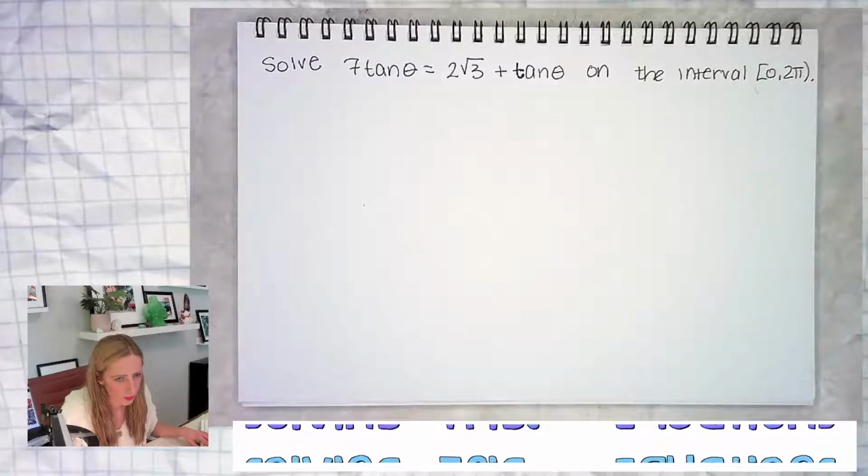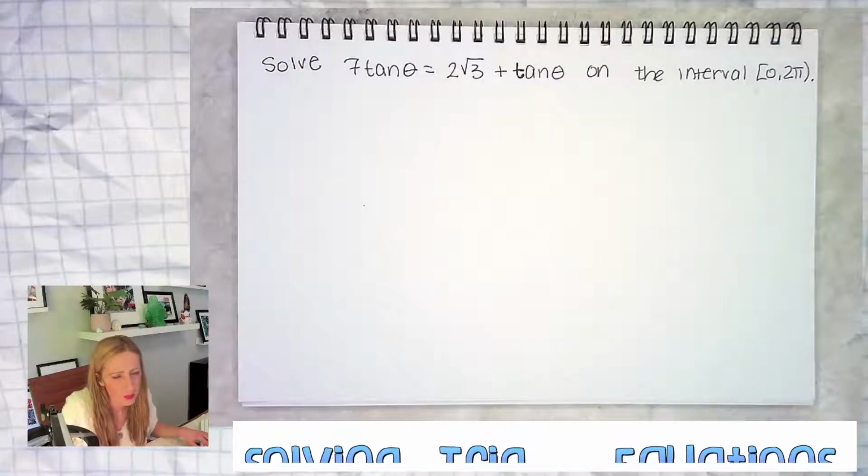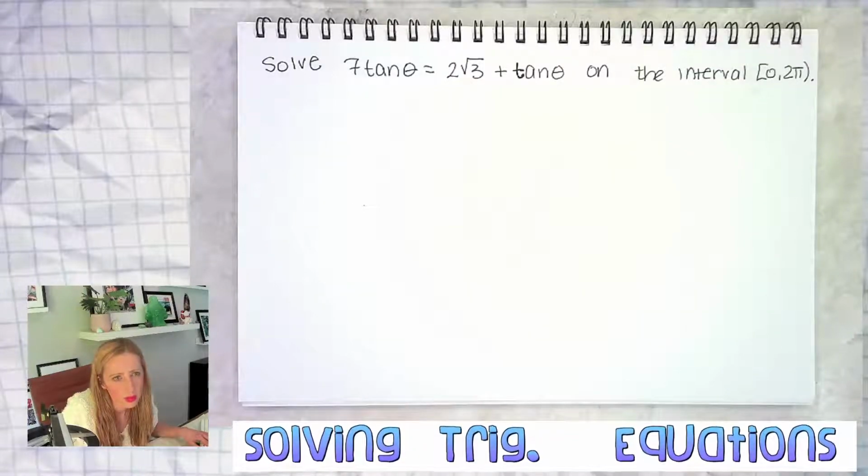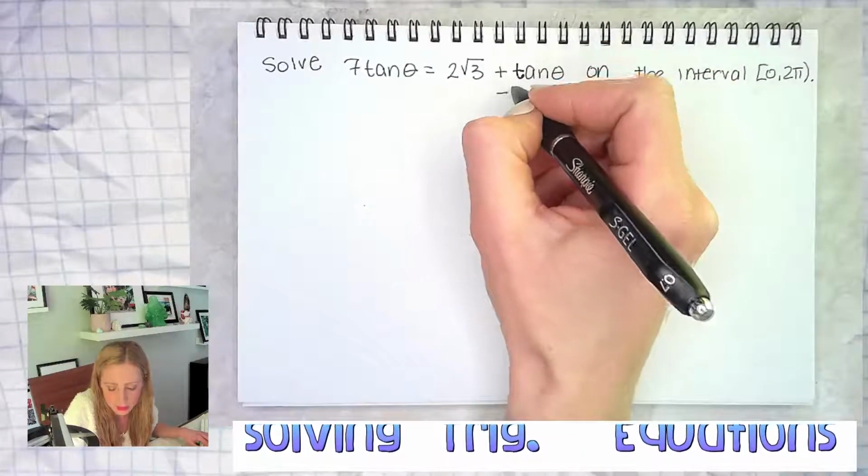You would combine like terms. For instance, 7 tan theta minus tan theta makes 6 tan theta. Perfect. You're going to subtract it off from both sides.